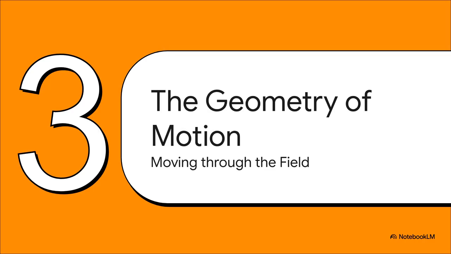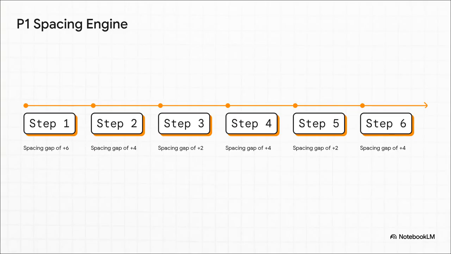Let's see how things actually move through this field. Think about the spacing mechanism in that P1 lane. There is a very precise repeating gap sequence happening: +6, +4, +2, +4, +2, +4, +6, +2. And why is this a big deal? Well, it proves that primes don't just pop up out of random, unpredictable chaos. No way. They are governed by an intricate, relentlessly repeating engine.